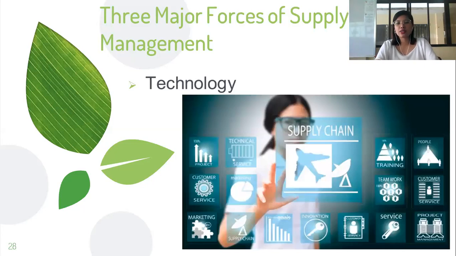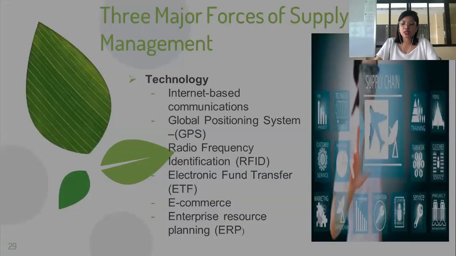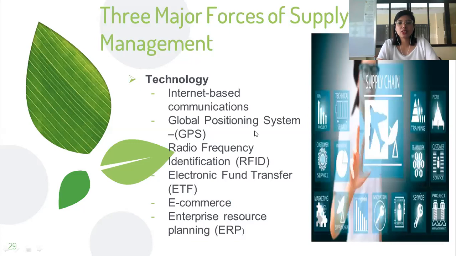So we have the technology. As we go along in this century, it's beyond just clicking. In just one click, you're able to place orders, and the delivery is there. So in connection to globalization, technology really helps. So we have communications, global positioning or the GPS. We have the radio frequency identification or the RFID. We have the electronic fund transfer or the EFT. We have e-commerce, and then we also have the ERP, what we call the enterprise resource planning.